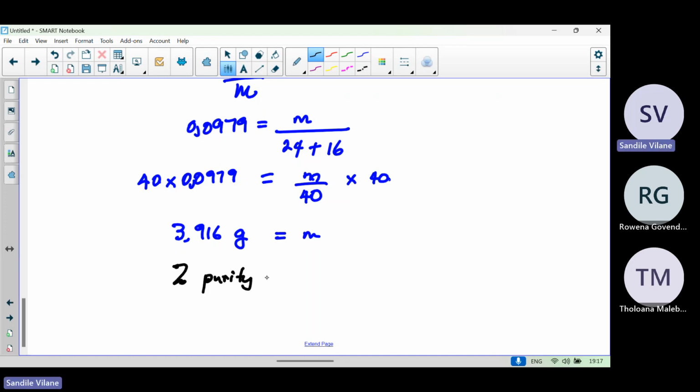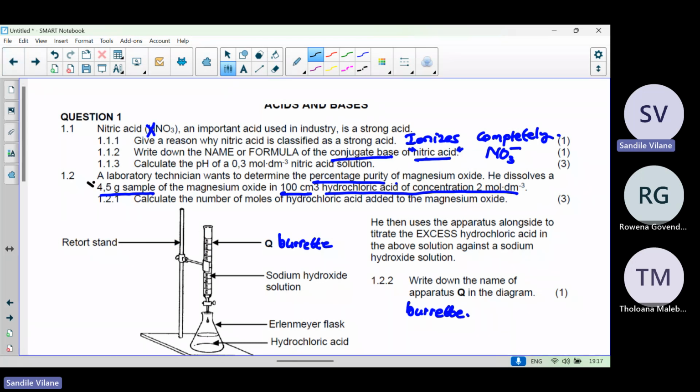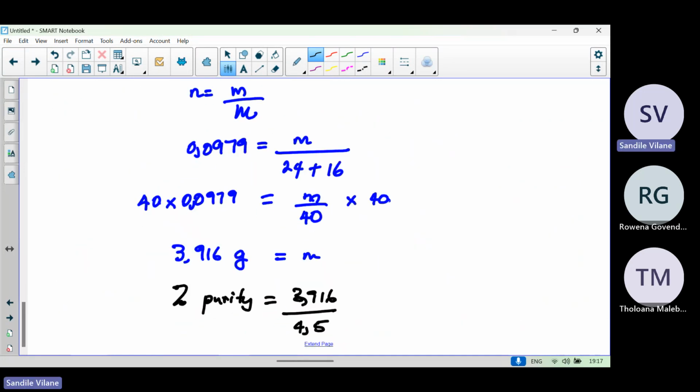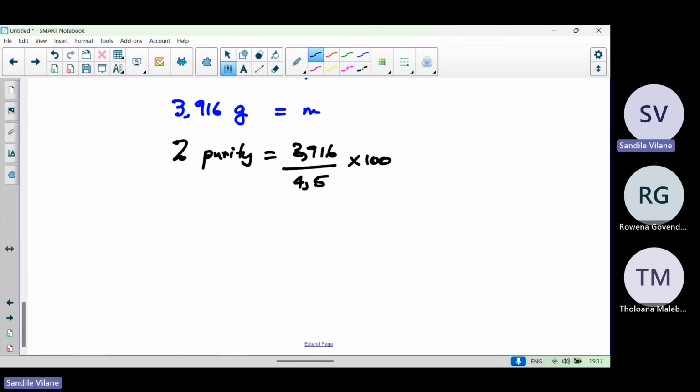So our percentage purity will be this over the sample mass. Remember, the sample mass was given initially as 4,5 grams. And you have your answer times 100. And what is the percentage purity? 87,02. Repeat that again. 87,02%.